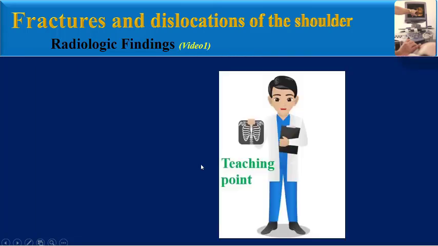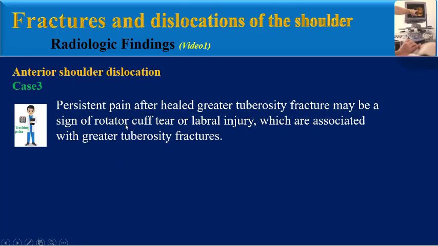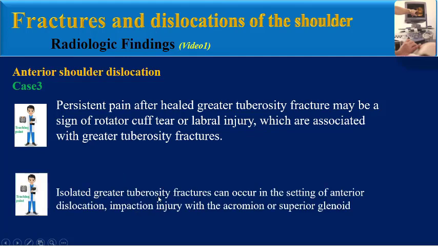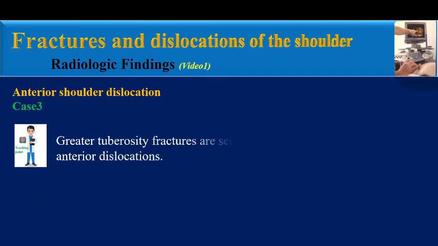What is the teaching point of this case? Persistent pain after a healed greater tuberosity fracture may be a sign of rotator cuff tear or labral injury, which are associated with greater tuberosity fractures. Isolated greater tuberosity fractures can occur in the setting of anterior dislocation, or impaction injury with the acromion or superior glenoid. Greater tuberosity fractures are seen in approximately 15% of anterior dislocations.